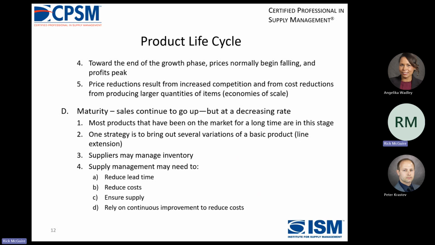So maturity, this is the 4th stage. Sales continue to go up, but at a decreasing rate of change. So the percentage increase is lower and lower. Most products that have been on the market for a long time are in this stage. One strategy is to bring out several variations of a basic product, and suppliers may manage inventory. Supplier management may need to reduce lead times, reduce costs, ensure supply.